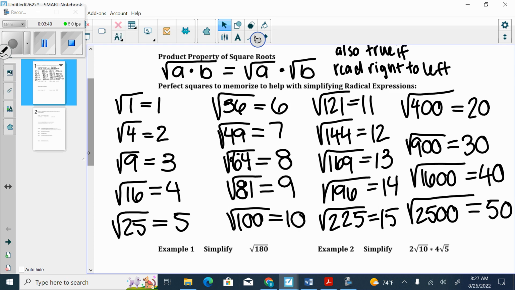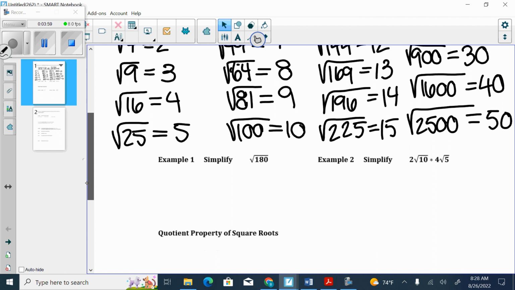And if you know these common square roots or common radicals, then it's also going to help you with simplifying terms that don't have a perfect root. Because if we are looking for a perfect root, then we can use these to help us break it down.